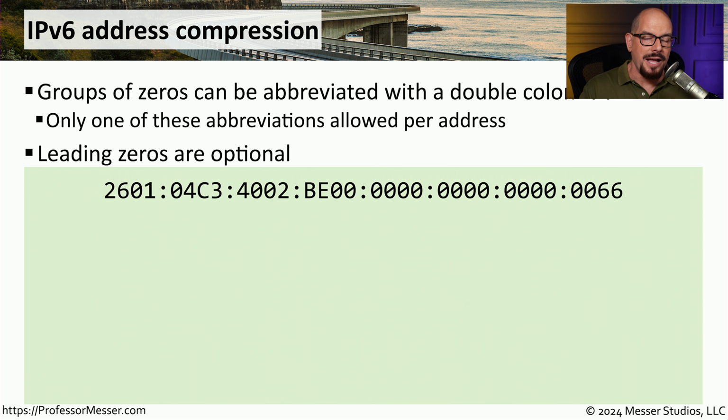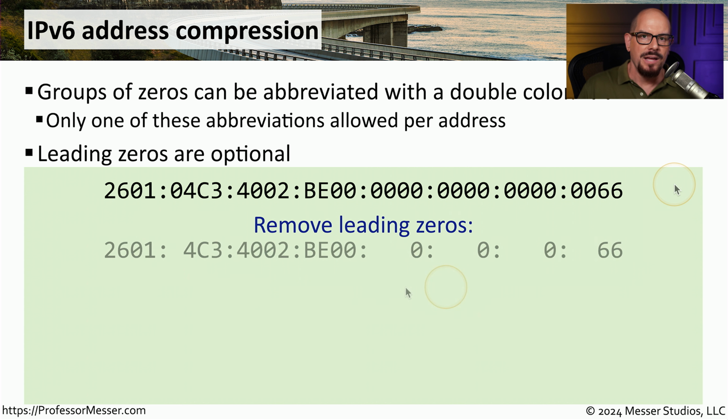Let's look at another IPv6 address and perform the same compression. This IPv6 address is 2601-04C3-4002-BE00, 3 groups of zeros, and it ends with 0066. Our first step would be to remove the leading zeros in all of this. Our second group has a 0 in front of it, and there are a number of groups at the end that have leading zeros that we can simply get rid of.